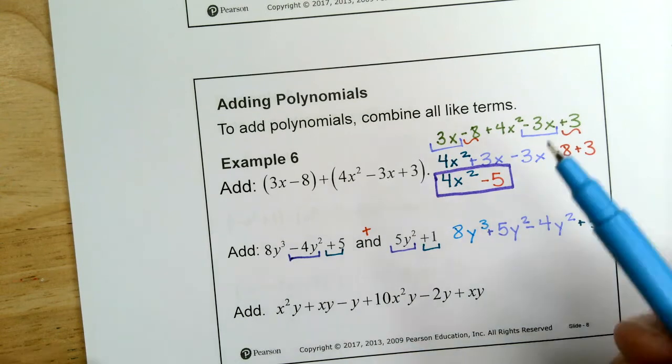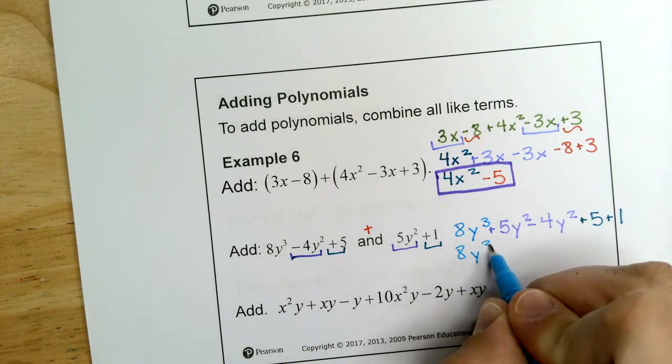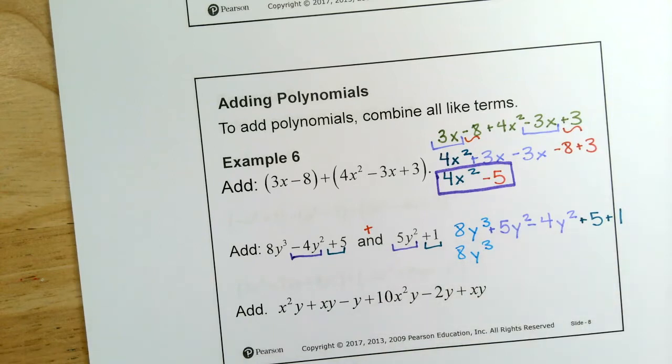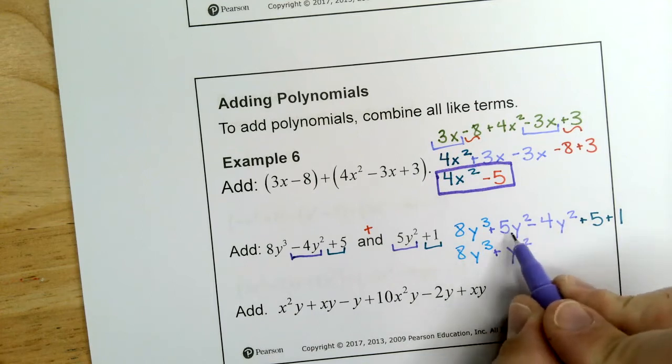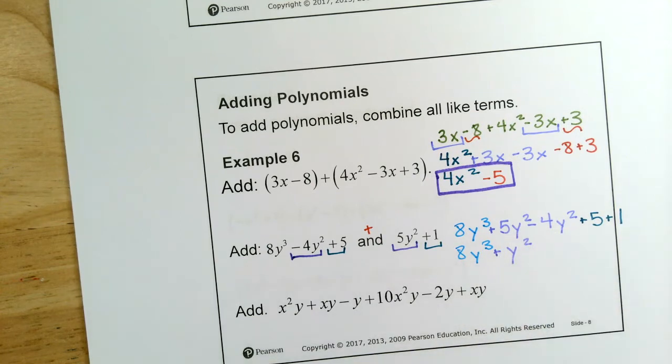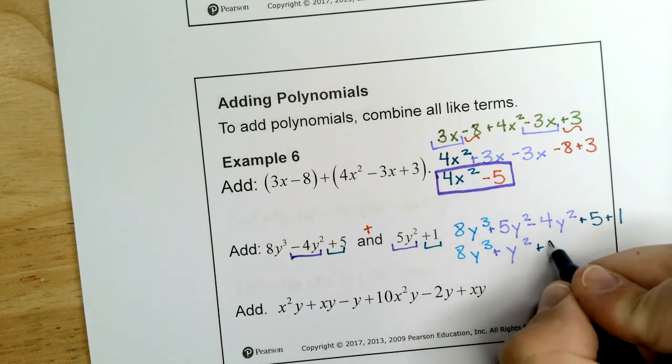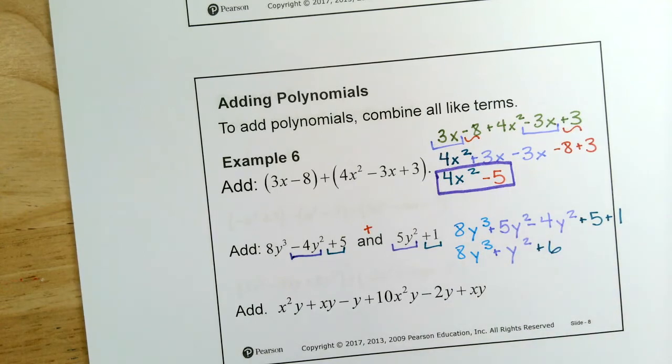So now we have 8y to the third plus y squared, because 5 minus 4 just leaves us with 1, plus 6. That's as simple as we can make it.